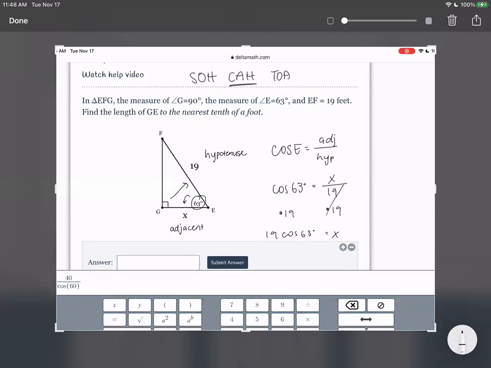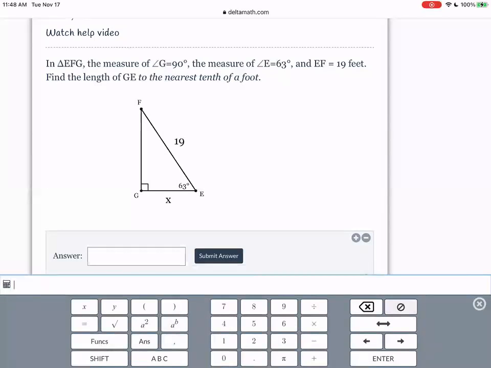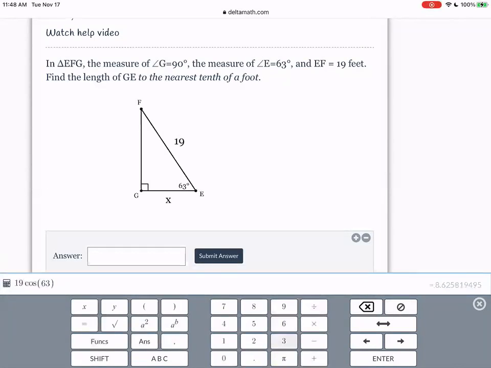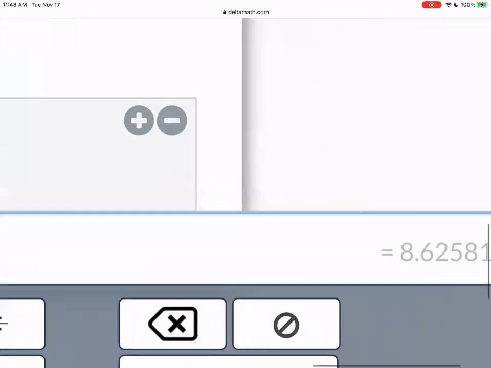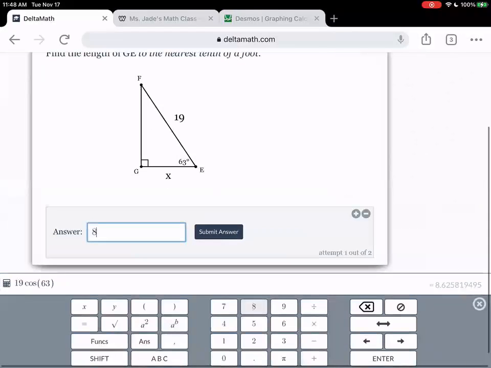All right, 19 cosine 63. Let's type that in here. That gives me 8.625. We want it to the nearest tenth of a foot, which means we're going to look at the two in the hundredths place. So 8.62, the 2 is a tiny number, so we're just going to keep it at 8.6. Any questions?